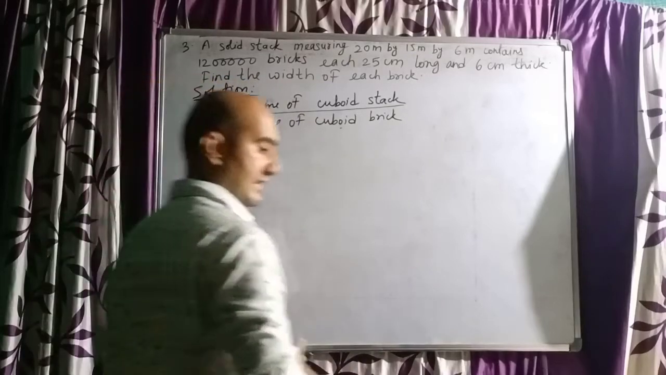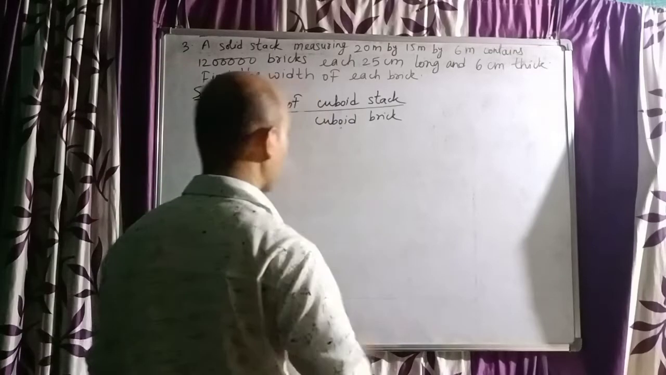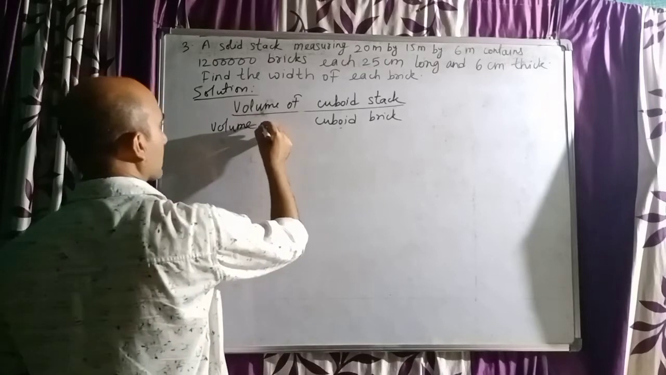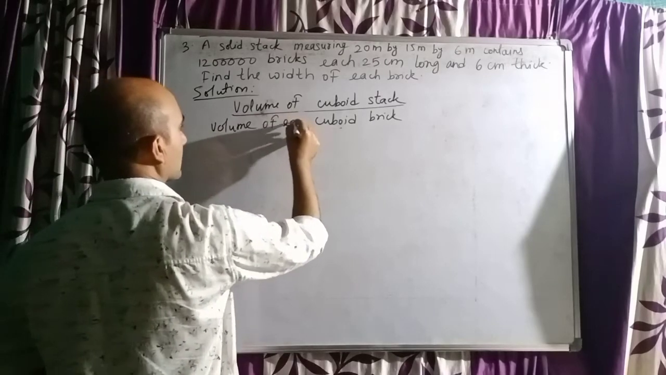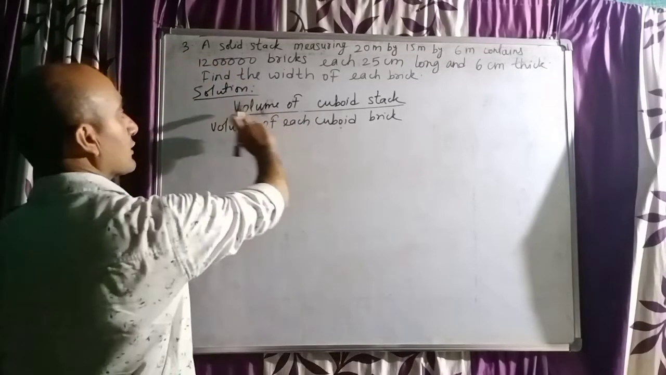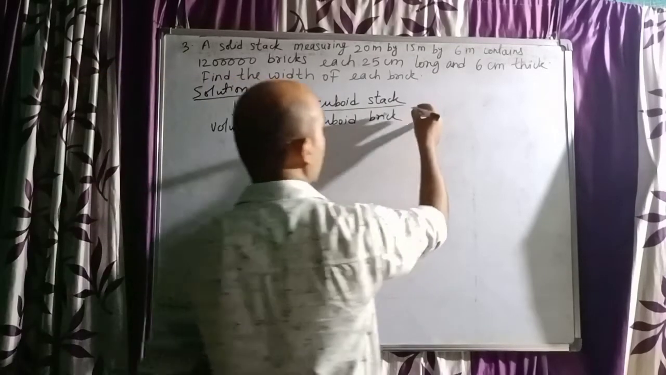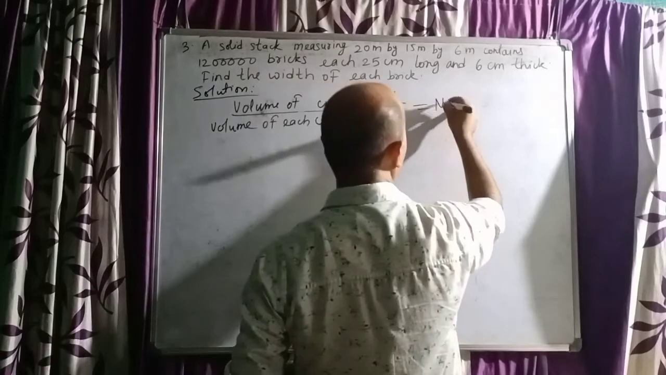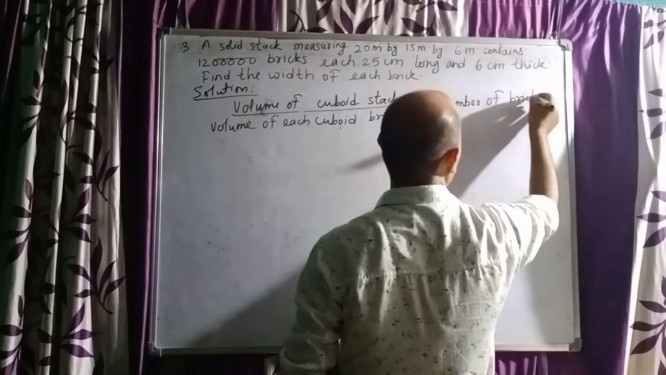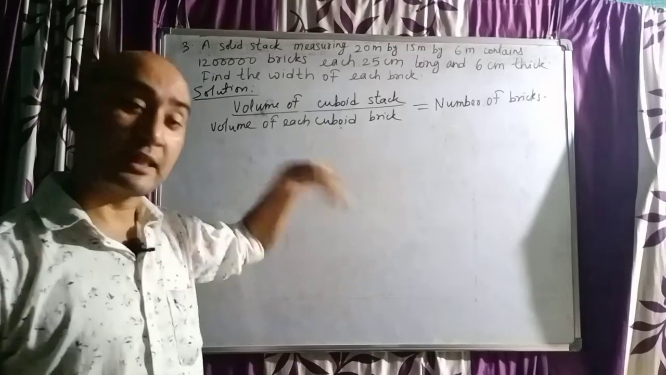Volume of, we can write each cuboid brick. You have to write volume of each. The word each is very important. Volume of each cuboid brick. So when you divide these two solids, the larger solid with the smaller solid, then the number of bricks will come. Number of bricks is equal to this. So this is the common sense formula you have to use in this.